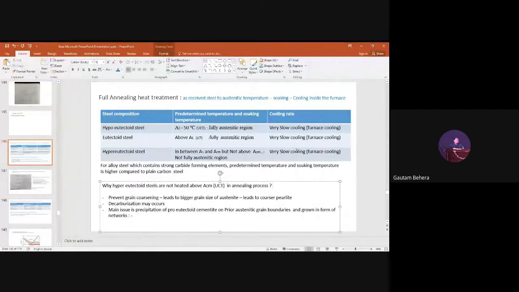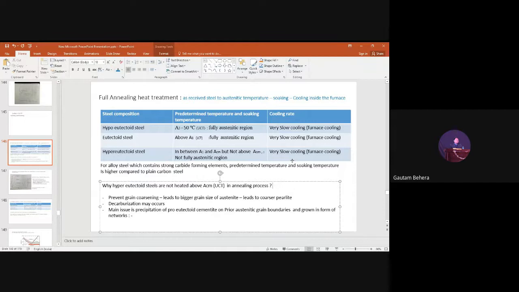So since the cooling rate is very slow, enough time is there for the precipitation and growth of the precipitate. Which precipitate I'm talking about? It is cementite. So cementite is getting precipitated along the grain boundaries, and it is growing along the entire grain boundaries. All the prior austenitic grain boundary is full of cementite, and this is called a network of cementite. Cementite network will be there.